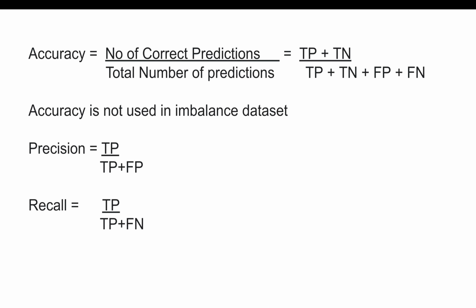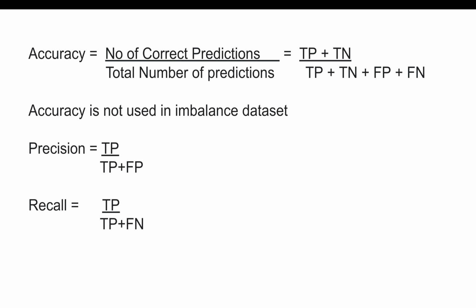Now similarly, there's another concept of recall. Recall is the total number of true positives divided by the total number of true positives plus false negatives. So how many false negatives were there when your model predicted the true positives? These are the formulas for precision and recall. Whenever false positives have more importance, in that case we go for precision. Whenever false negatives have importance, in that case we go for recall.